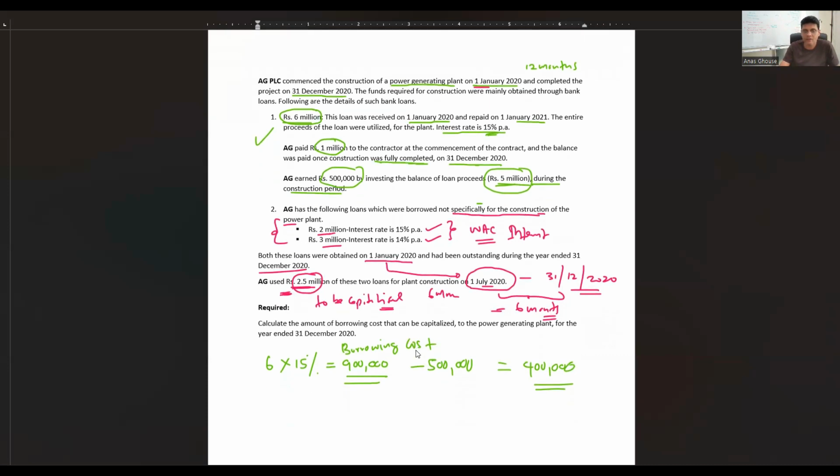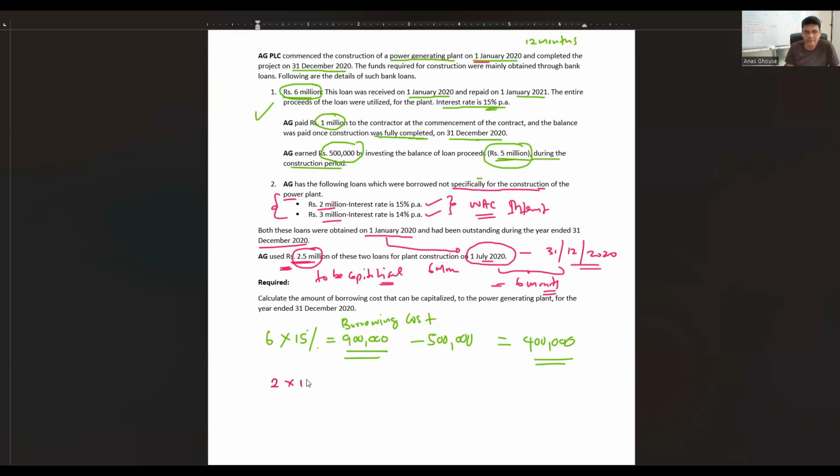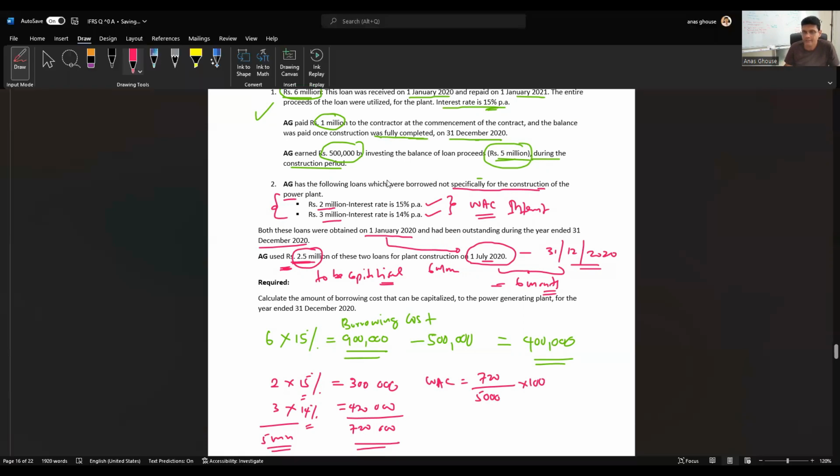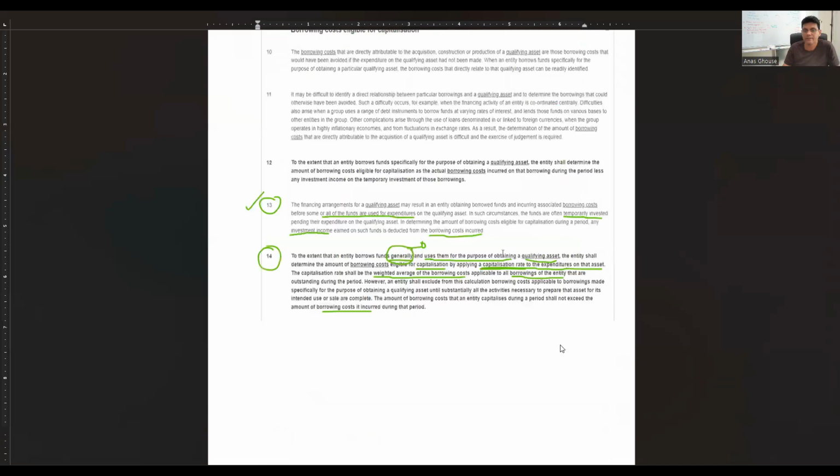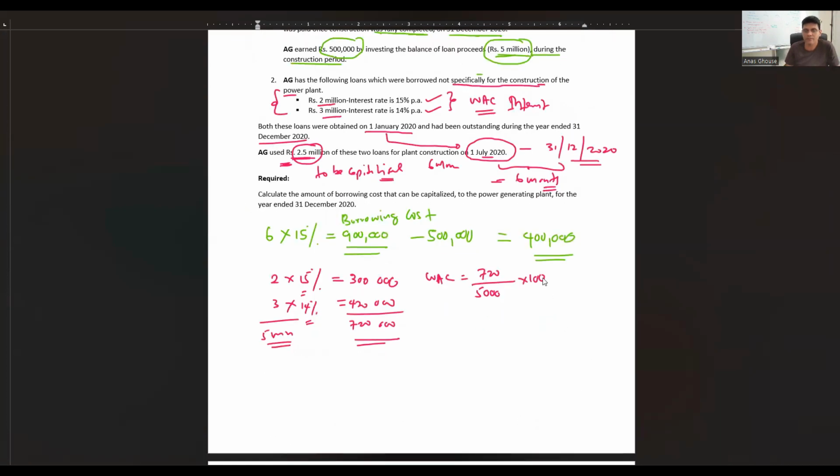Let's calculate. We have 2 million at the rate of 15%. What will be the interest cost? 2 million times 15% is 300,000. Then 3 million times 14% is going to be 420,000. So the total is 720,000 for 5 million worth of loan. Here there are two different interest rates, so what is the weighted average cost of interest? How do you calculate? Interest amount 720,000 divided by 5 million times 100. When you calculate that, you will get an interest rate of 14.4%. This is the weighted average cost.